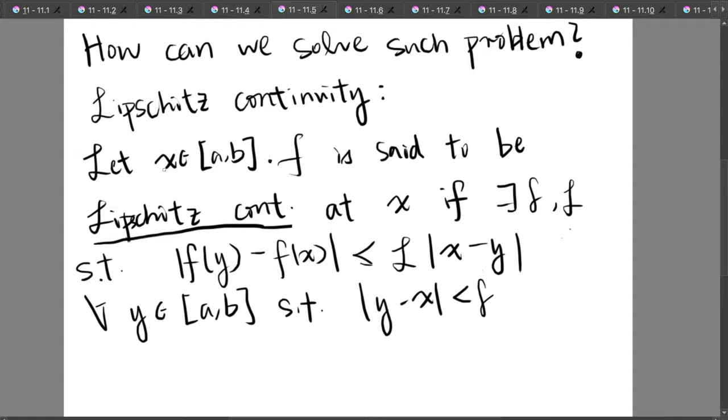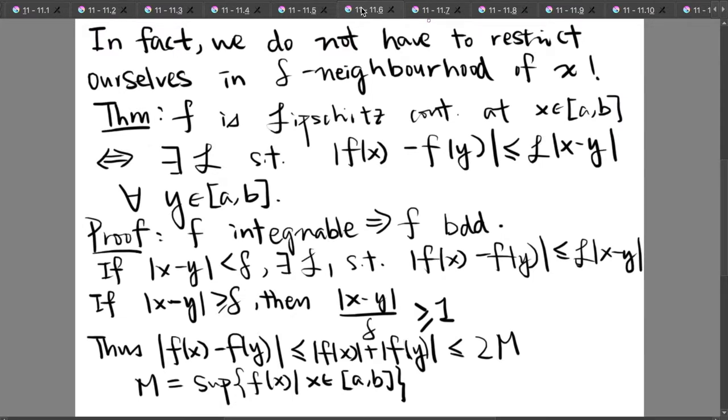So let x be a point inside (a,b), and f is said to be Lipschitz continuous at x if there exist a delta and L such that the absolute value of f(y) minus f(x) is smaller than or equal to L times the absolute value of x minus y for all y inside (a,b) such that the absolute value of y minus x is smaller than delta. And if x lies inside the closed interval [a,b], we know that such an assumption is not necessary. And we are going to prove that we do not have to restrict our y to the delta neighborhood of x. So here's the theorem.